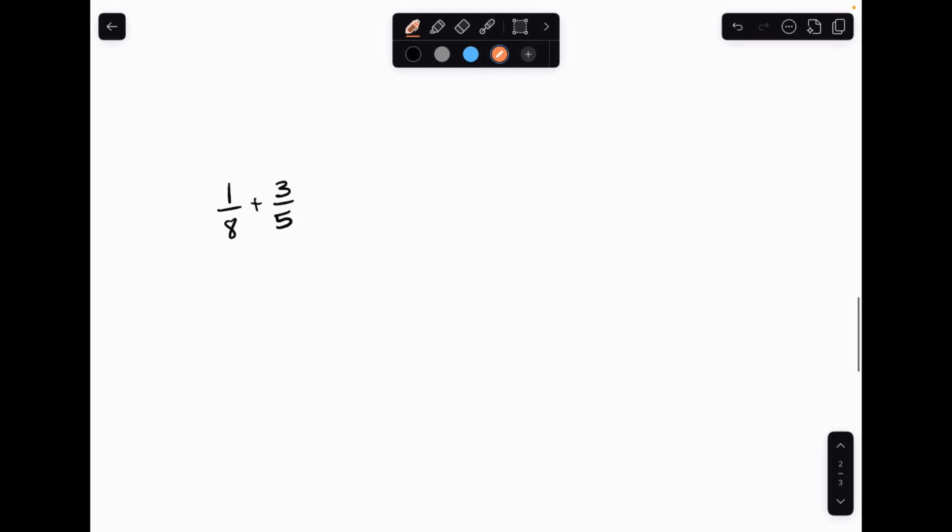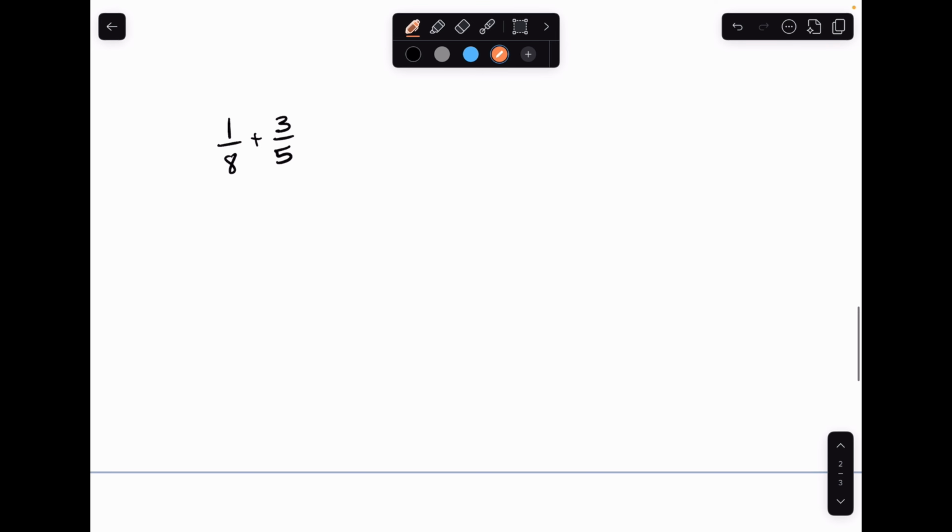I have one more, and if you feel like you want to practice this on your own, you can. You can just pause here, do the work on a scratch piece of paper or a whiteboard, and then come back and compare your work with mine to see if your work matches mine. All right, so we've got 1/8 plus 3/5. I cannot add until those denominators are the same.